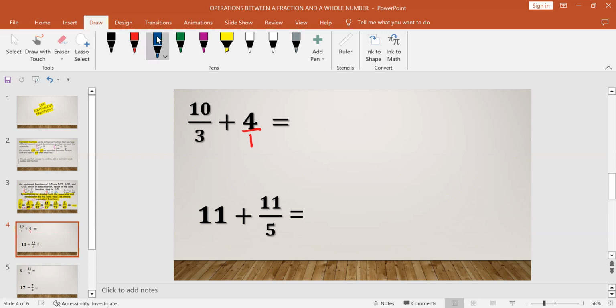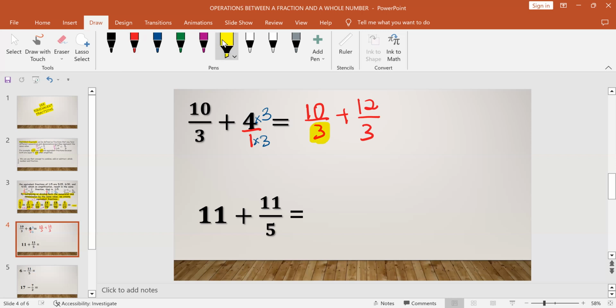For that, I will multiply the denominator here by 3, because I want my new fraction, which is going to be an equivalent fraction, to be something divided by 3. And at the same time, I multiply the top also by 3. Therefore, my operation will be 10 divided by 3 plus 12 divided by 3.